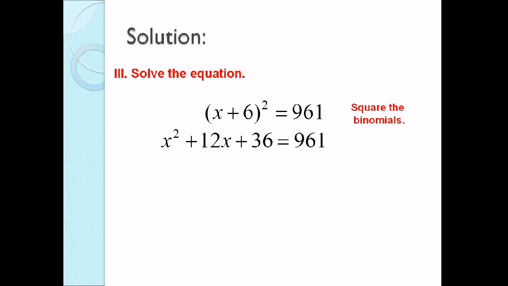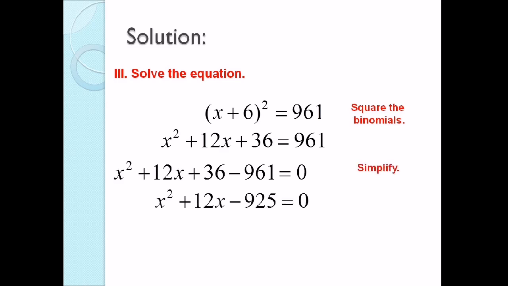And then we need to get the additive inverse of 961. We transfer it to the left side to make it a trinomial. So x squared plus 12x plus 36 minus 961 equals 0. And then we simplify by subtracting 36 minus 961. That is x squared plus 12x minus 925 equals 0. Therefore, we have a trinomial that we need to factor.